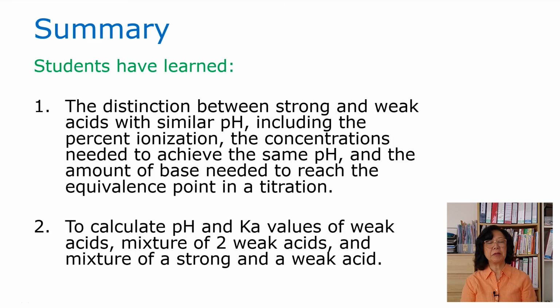To summarize our learning today, students have learned 1, the distinction between strong and weak acid with similar pH, including the percent ionization, the concentration needed to achieve the same pH, and the amount of base needed to reach the equivalence point in a titration. And furthermore, we learn how to calculate pH and Ka values of weak acids, or in a mixture of 2 weak acids, or in a mixture of a strong and a weak acid.